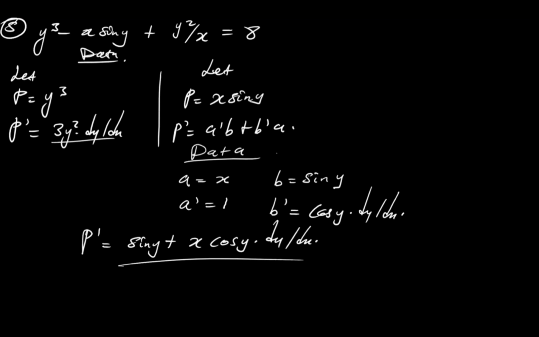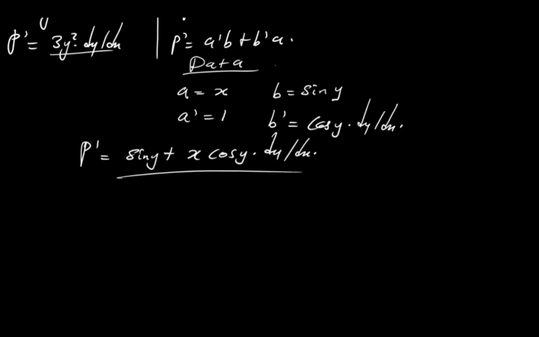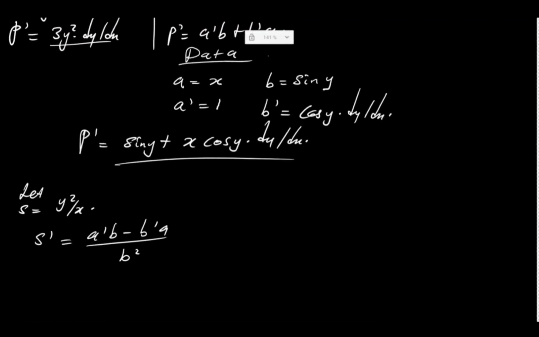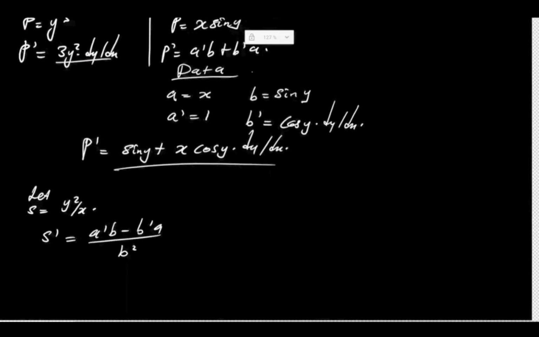Now, we also have the next term, which is y squared over x. We can also do a data up for it. So let's just say let s be equal to y squared over x. Now, to do this, it's a quotient rule. So remember, it's going to be a prime b minus b prime a over b squared, isn't it? Alright, so what we'll do is simple.